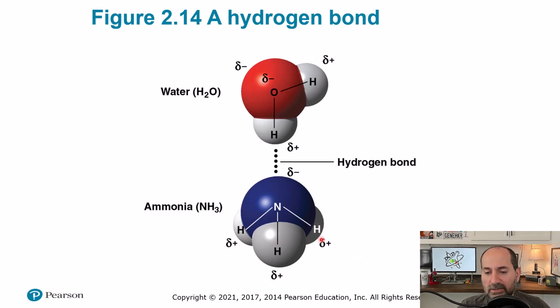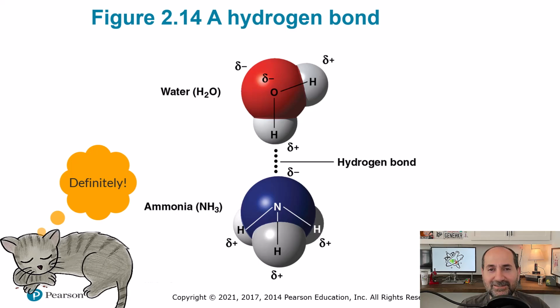What part of the water would stick to these hydrogens down here at the bottom? That's right, the partial negative oxygen, right? The partial negative oxygen of the water would stick here. So let me ask you this. Do you think that water can stick to and form hydration shells around polar substances like ammonia? That's right, yes, the answer is yes, right?